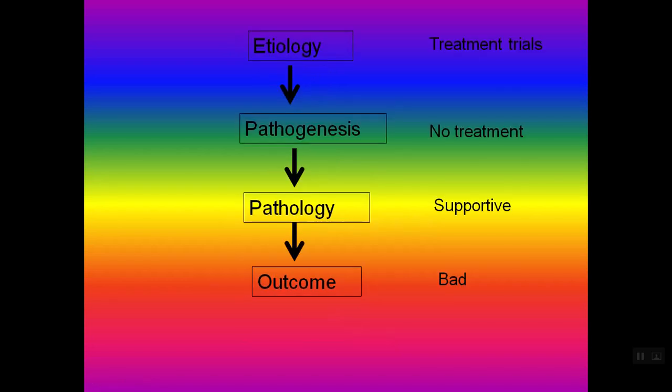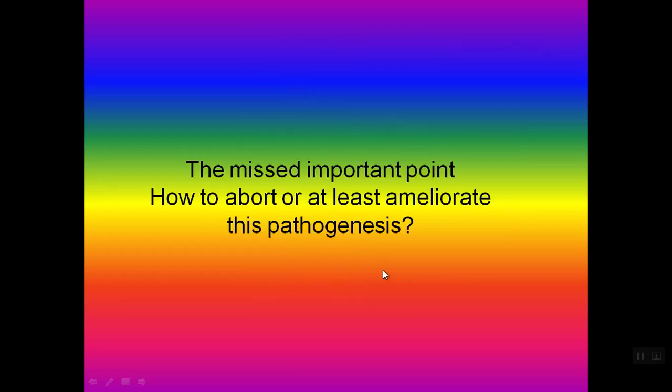It's not a treatment. So when you look at the sequence of pathology, it is etiology, pathogenesis, pathology, and outcome. For etiology, you are now trying to treat the virus with antiviral and other drugs. But pathogenesis, no treatment for pathogenesis. And we face the pathology, and for this pathology we give supportive treatment in the form of oxygen, face mask, non-invasive ventilation, invasive ventilation, and other modalities. And finally, the outcome is bad. That's why the most important part is how to abort or at least ameliorate this pathogenesis.